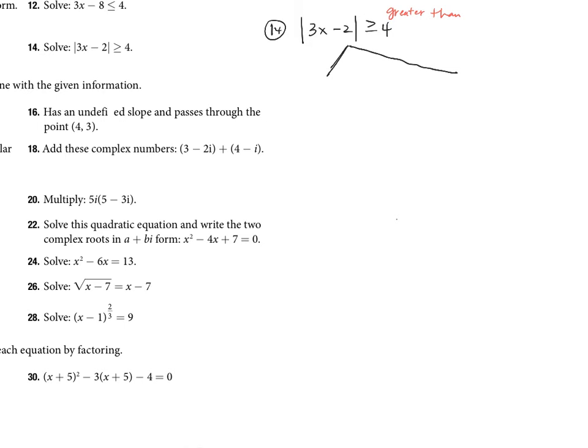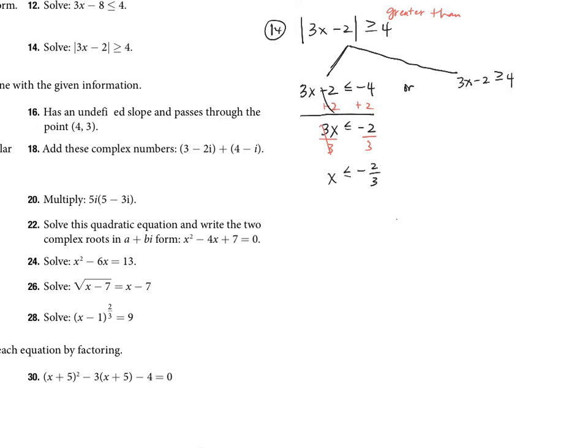So your first inequality is 3x minus 2. You flip the sign, change the sign. So less than or equal to negative 4. Or you have 3x minus 2 is greater than or equal to 4. The second one you just leave as is, just drop the absolute value symbols. And now you're going to solve each of those. So we're going to add 2 to both sides. So we get 3x is less than or equal to negative 2. Divide by 3, sorry. So x is less than or equal to negative 2/3.